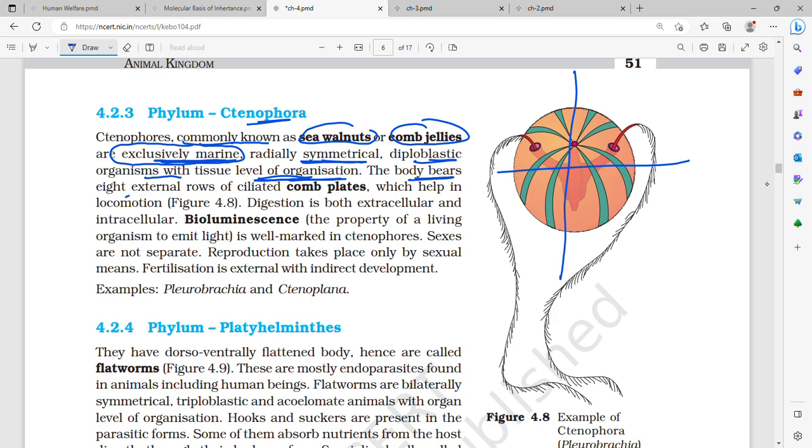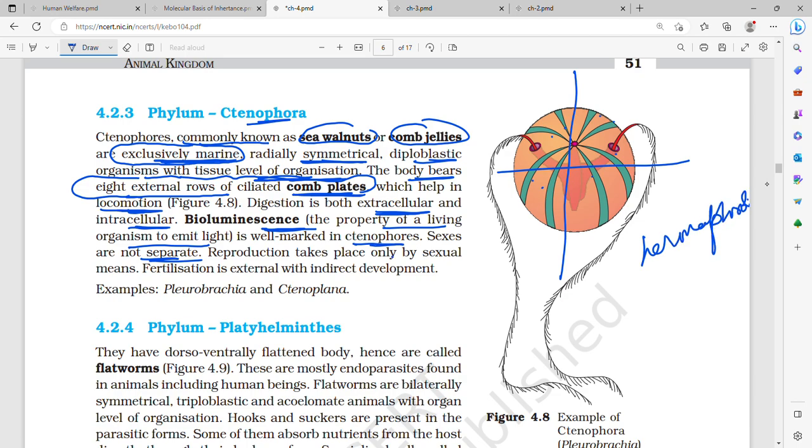The body bears 8 external rows of ciliated comb plates which help in locomotion. So the body has 1, 2, 3, 4, 5, 6, 7, 8 external rows of ciliated comb plates, and these comb plates help in locomotion. Digestion is both extracellular and intracellular. Bioluminescence is a property of living organisms to emit light, which is shown by Ctenophora. Sexes are not separate, that is, hermaphrodite.